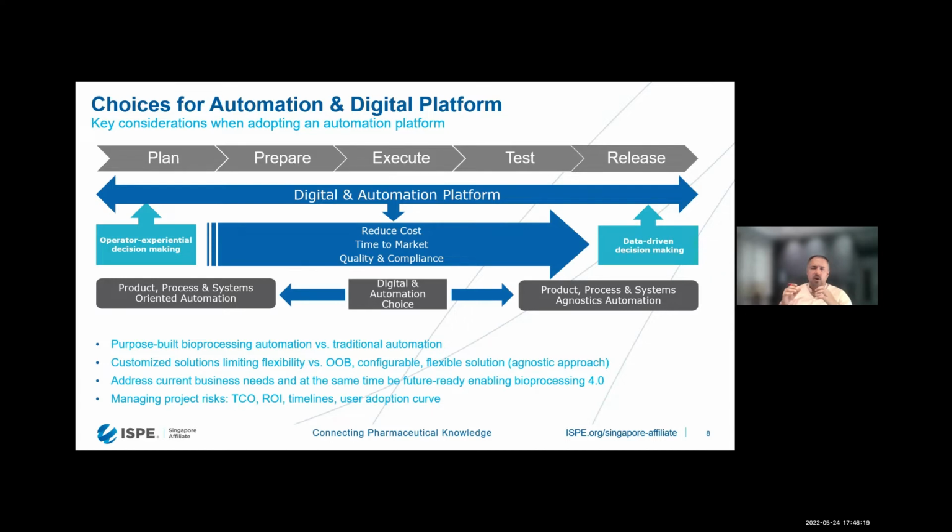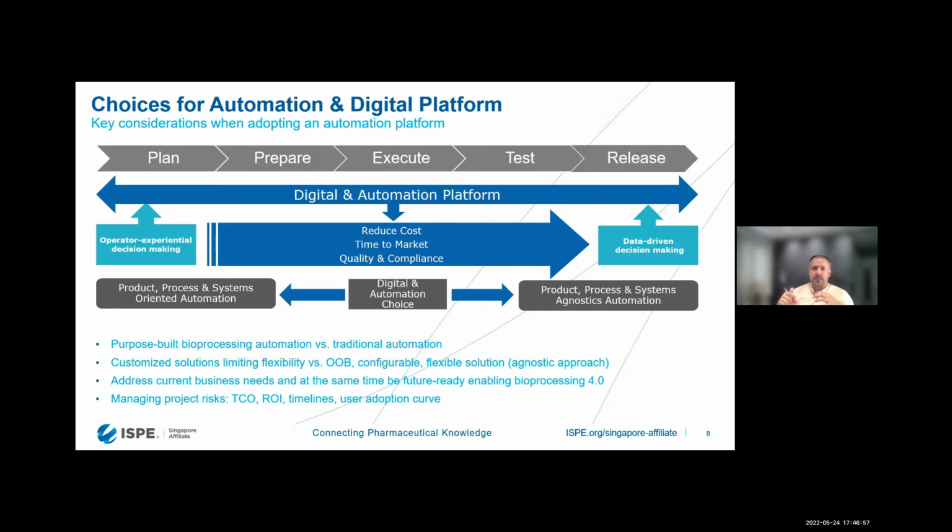So the digital and the automation platform, they of course are encompassing the entire plan of operation. But then we can also better some of these steps by enabling some of the digital choices. And with that, we can, of course, reduce operational cost. We can reduce the time to market, and then we can adhere to the quality and the compliance, which is essential and which is, I guess, unquestionable for the biomanufacturers.